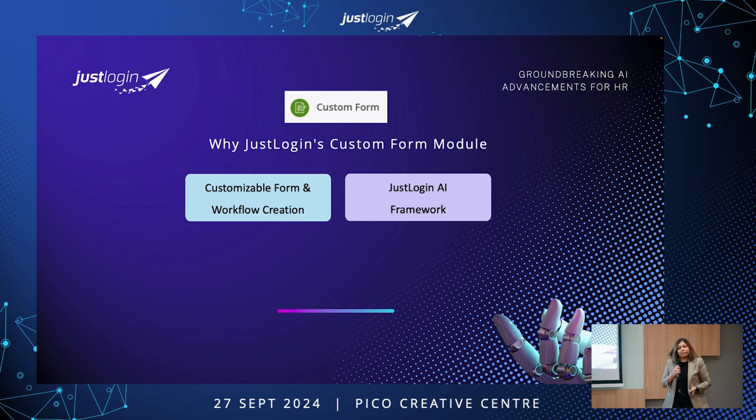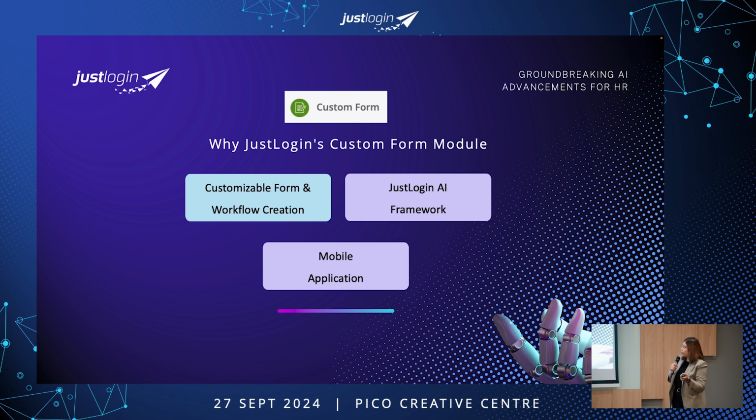And then the JustLogin AI framework. Of course, our custom form is also integrated with AI. As I mentioned earlier, even though our form is very versatile, sometimes you need to know what fields go in what form, and at that point you might not be able to think of any. No worries, with a click of a button, we will generate all the fields for you that are relevant to the form that you are looking for.